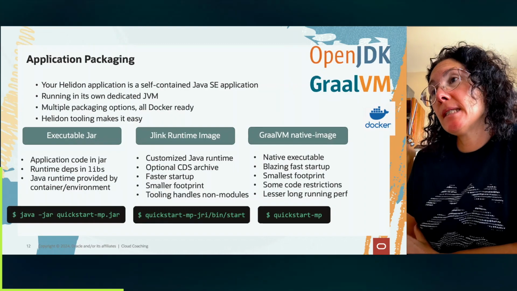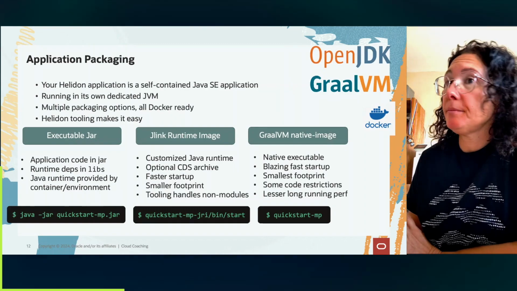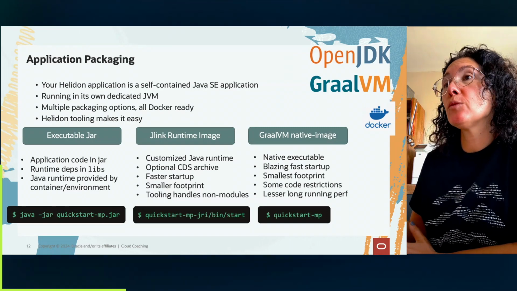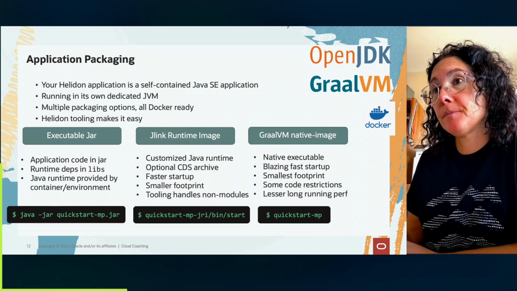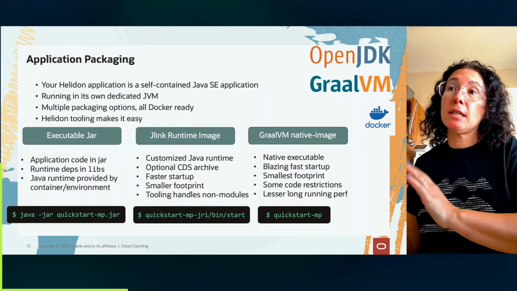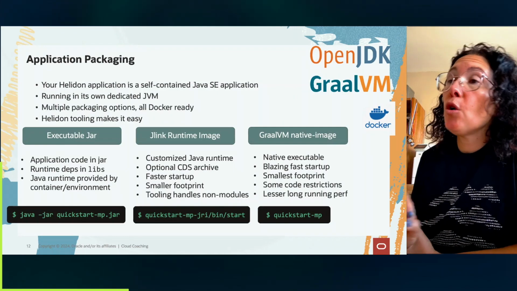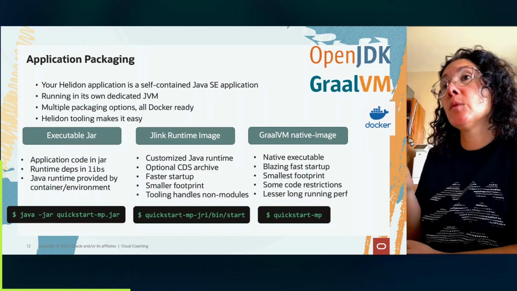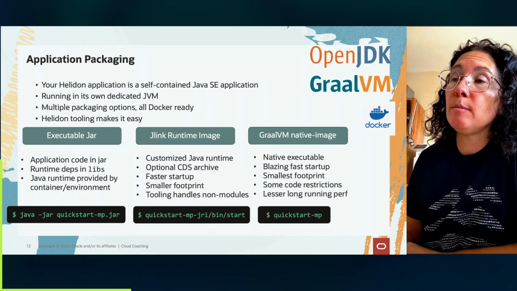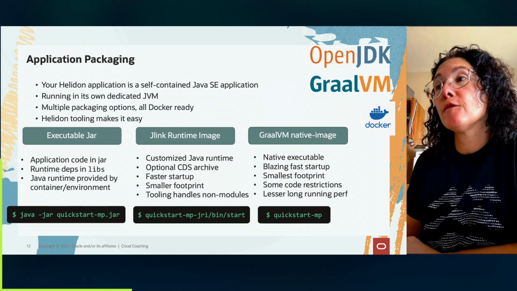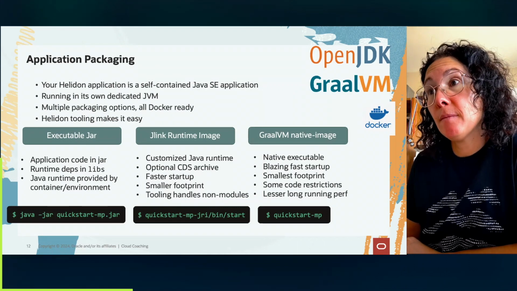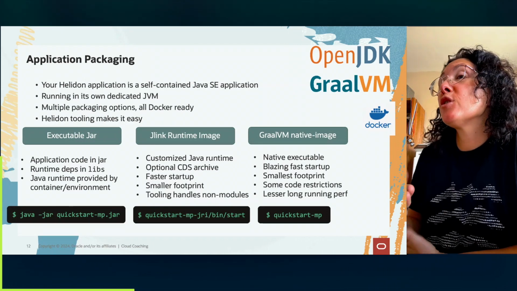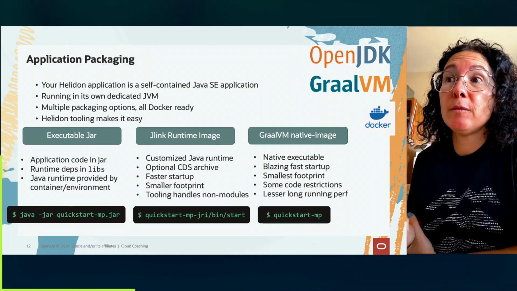There are 3 different ways that you can package your application. Like I said, it's a self-contained Java SE application, always running on its dedicated JVM. The simplest way is just an executable jar, or you can use JLink and create a customized Java runtime. Or lastly, and this is an important highlight, it supports ahead-of-time compilation with GraalVM that starts extremely fast and has a small footprint because you're not paying for the warm-up of the virtual machine.